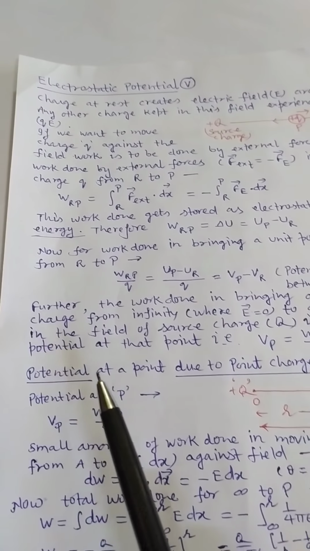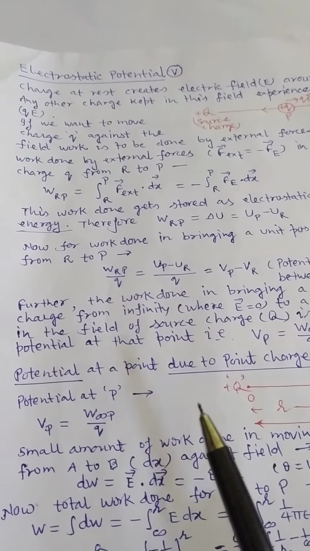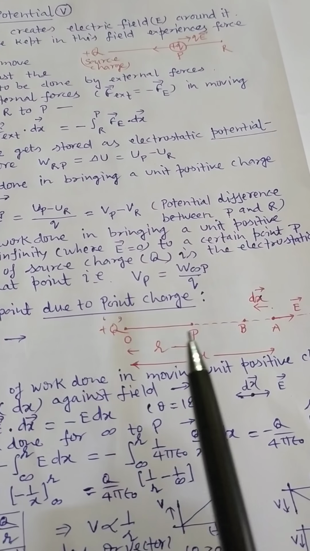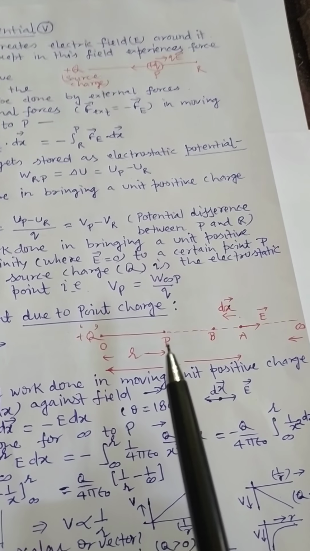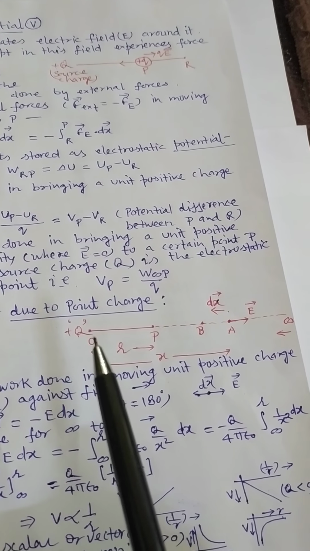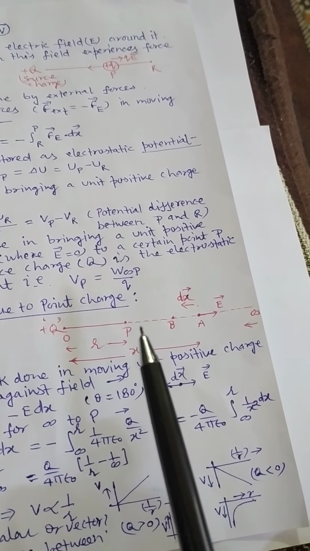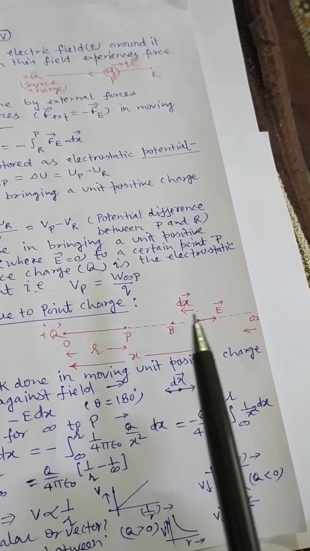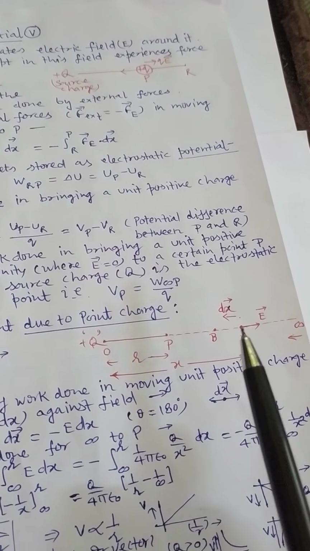That is, let us find the potential at a point due to a point charge. Here is the source charge Q. At P we have to find the electric potential due to this charge. We want to bring this unit charge from infinity to this point P. We will move this unit charge in infinitesimally small steps.